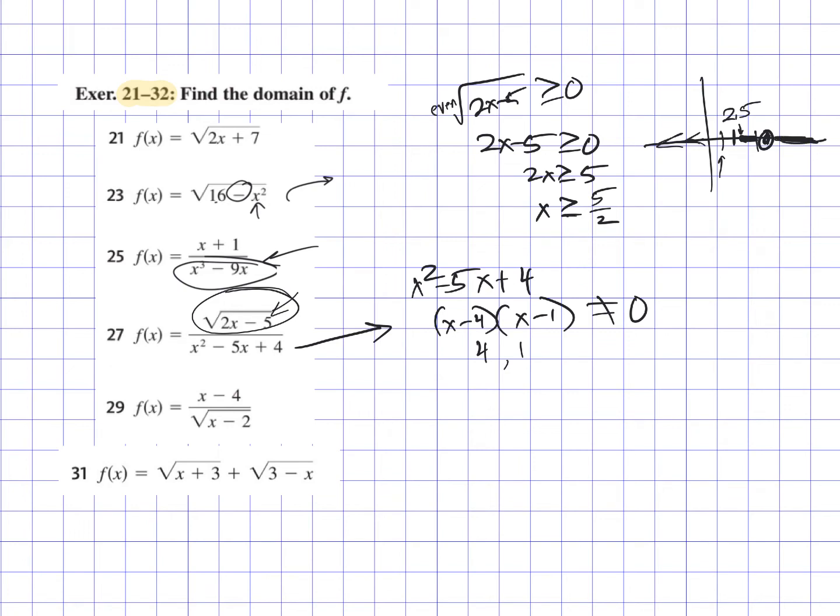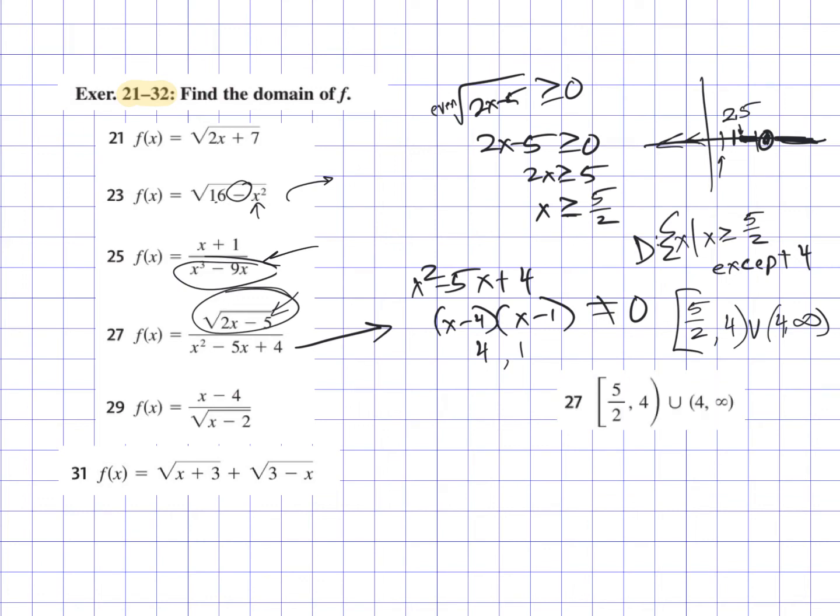So what's our answer? The domain is x such that x is greater than or equal to 5 halves except 4. You could do 5 halves to 4, including 5 halves, unioned with 4 to positive infinity. That's the same thing. All right, let's go to 29 here.